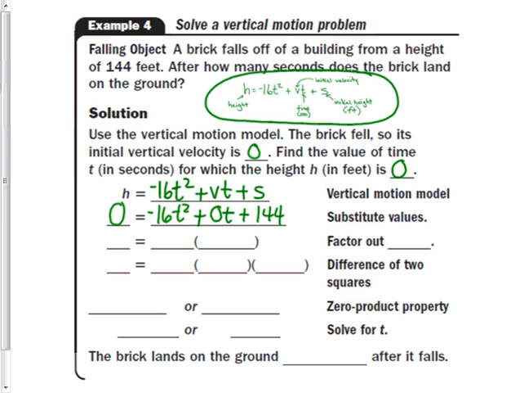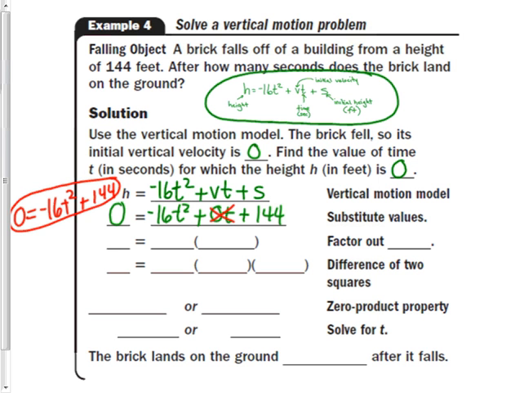Now, of course, 0 times t is 0. So this really is a binomial. What we're left with is 0 equals negative 16t squared plus 144.